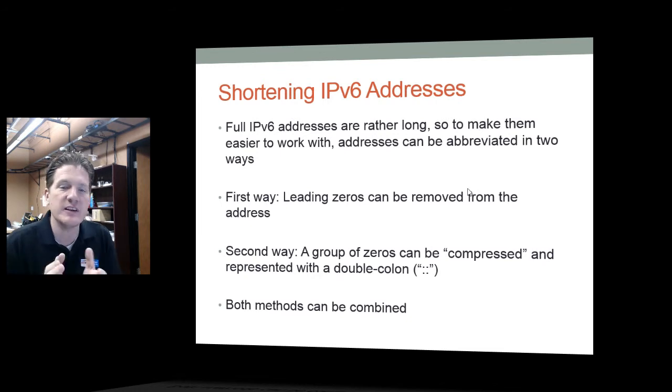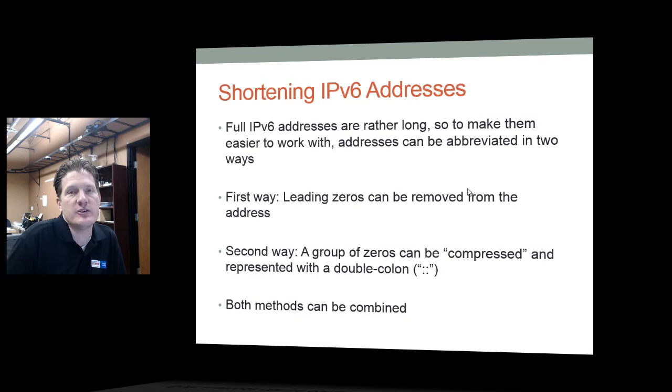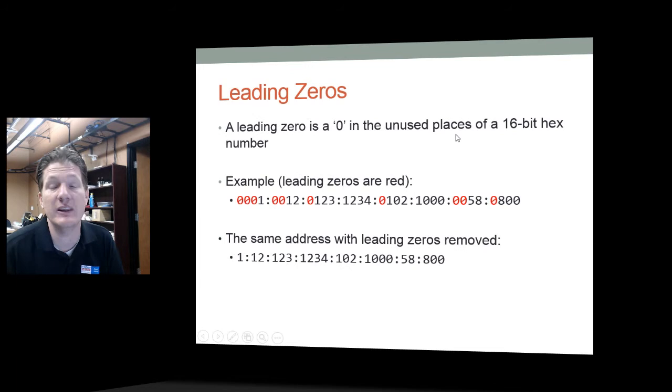First, leading zeros can be removed from any address. So if there's leading zeros, we can remove them. Second, a group of zeros can be compressed by using a double colon. And you can also combine both of these methods together to create a really short address. Let's take a look at how leading zeros are removed from an IPv6 address.